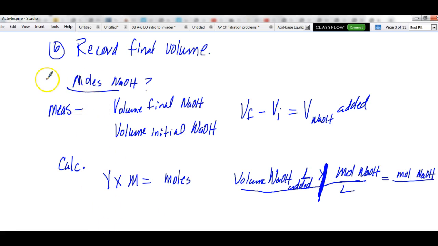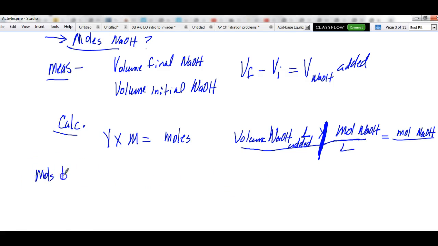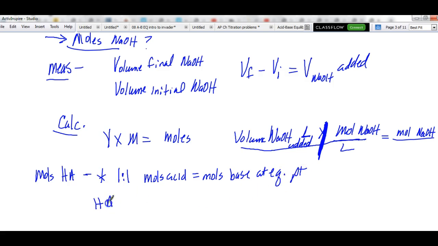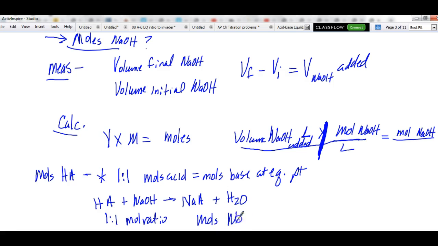Okay, so here we just talked about what measurements and calculations determine the moles of NaOH. Now, how can we go about finding out the moles of HA that were consumed in this reaction? So what we have to do here is clearly show that 1-to-1 ratio, so that moles acid equals moles base at the equivalence point, but we have to be very clear that we show the stoichiometry of it. So HA plus NaOH yields NaA, whatever that salt is, plus H2O. There is a 1-to-1 molar ratio. So moles of NaOH are equal to moles of HA.